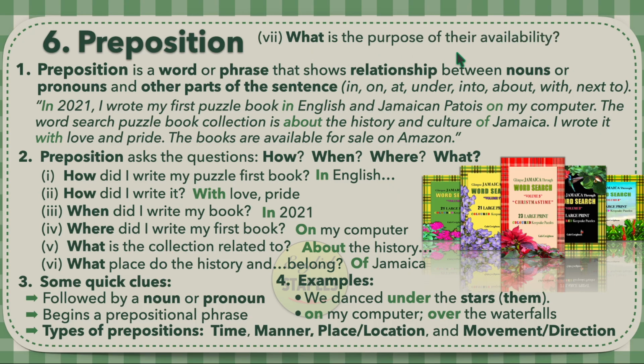What is the purpose of their availability? For. For sale. So the preposition is for. Where are the books available? On. On Amazon.